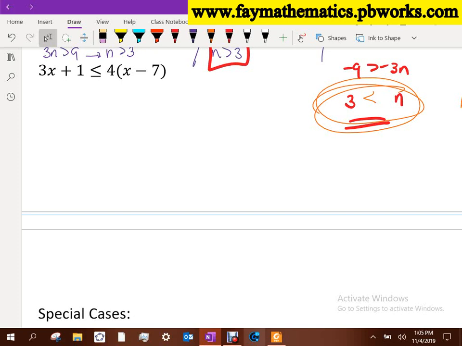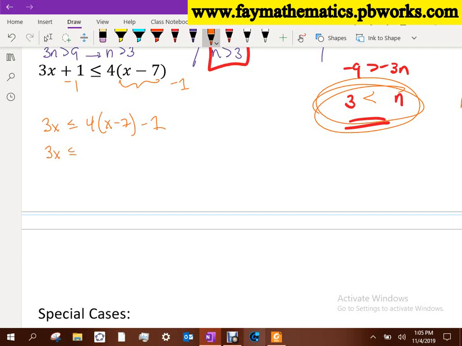I would subtract 1 from both sides. Okay, so if I do that, now here's what we got to understand. I can't subtract it from these parentheses. I got to subtract it from out here. So it's going to be 3x less than or equal to 4x minus 7 minus 1. We'll do it the more efficient way here in a moment. But I get 3x less than or equal to.